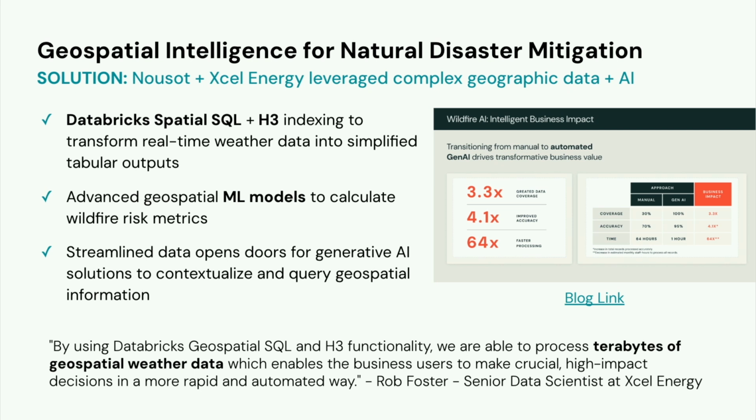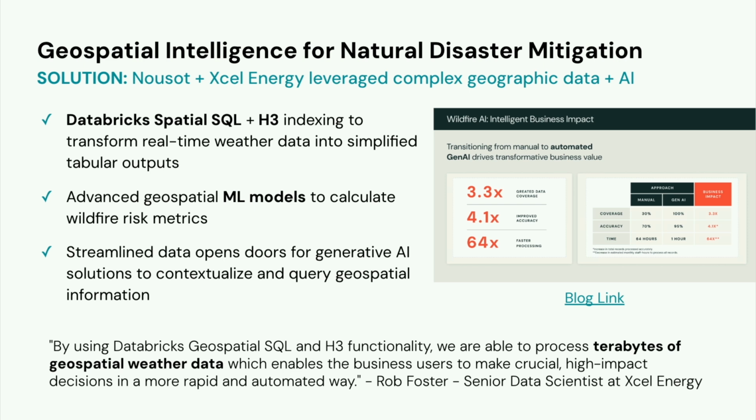A second quick example, and a final example for me, involves natural disaster mitigation. Xcel Energy does a number of different things. One of the things they do is wildfire mitigation. They've invested $500 million since 2020 in this initiative. This is a very crucial initiative to their business, and so they wanted to take this further with Databricks. They were able to use our private preview functionality with Spatial SQL, combine that with H3 indexing, and transform weather information in real time into lakehouse-ready data.